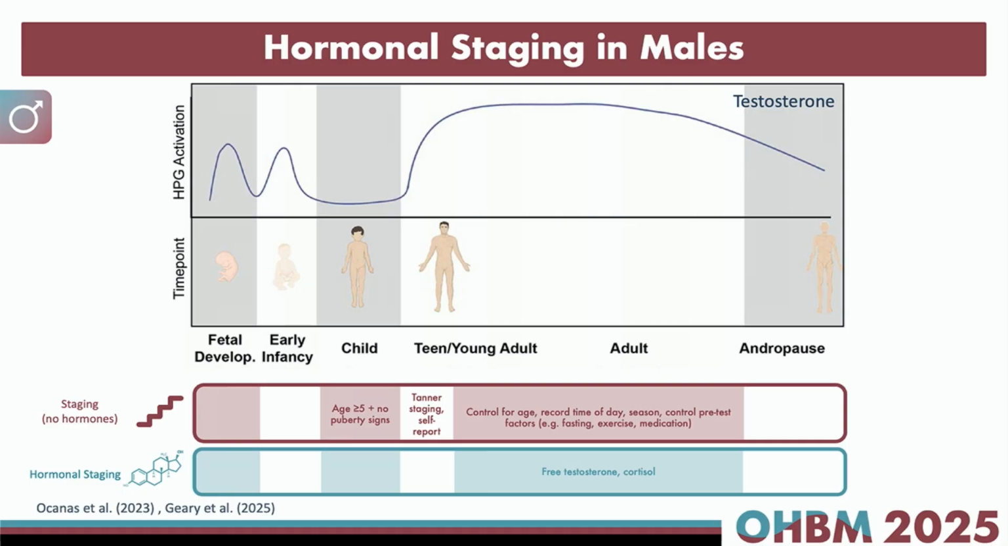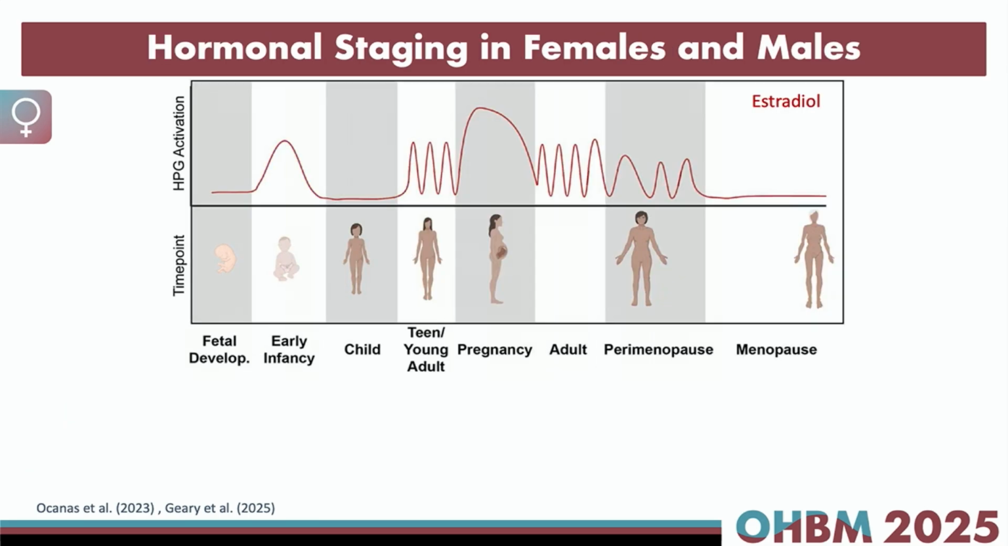And then in adulthood, it's advised to control for age. As you can see, testosterone declines with age. But also for the time of the day, as I said, there are diurnal fluctuations. And also pretest conditions, like smoking, exercise, everything which could influence testosterone. And as an add-on, it is interesting to look at free testosterone or cortisol. However, it is not explicitly necessary if you're not really interested in the mechanisms behind it.